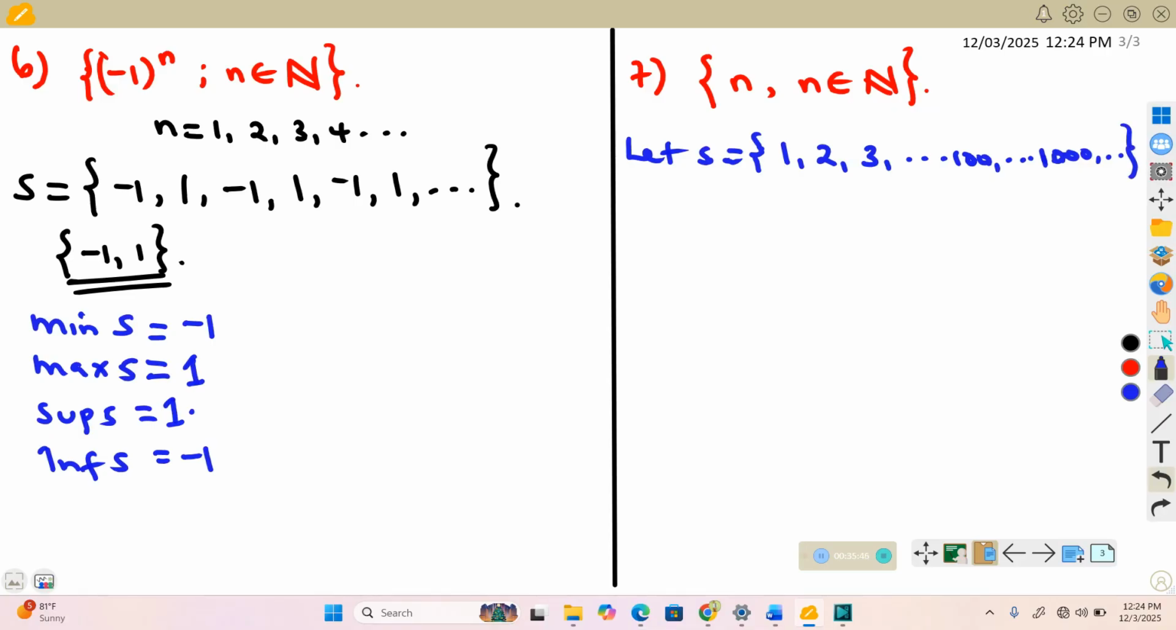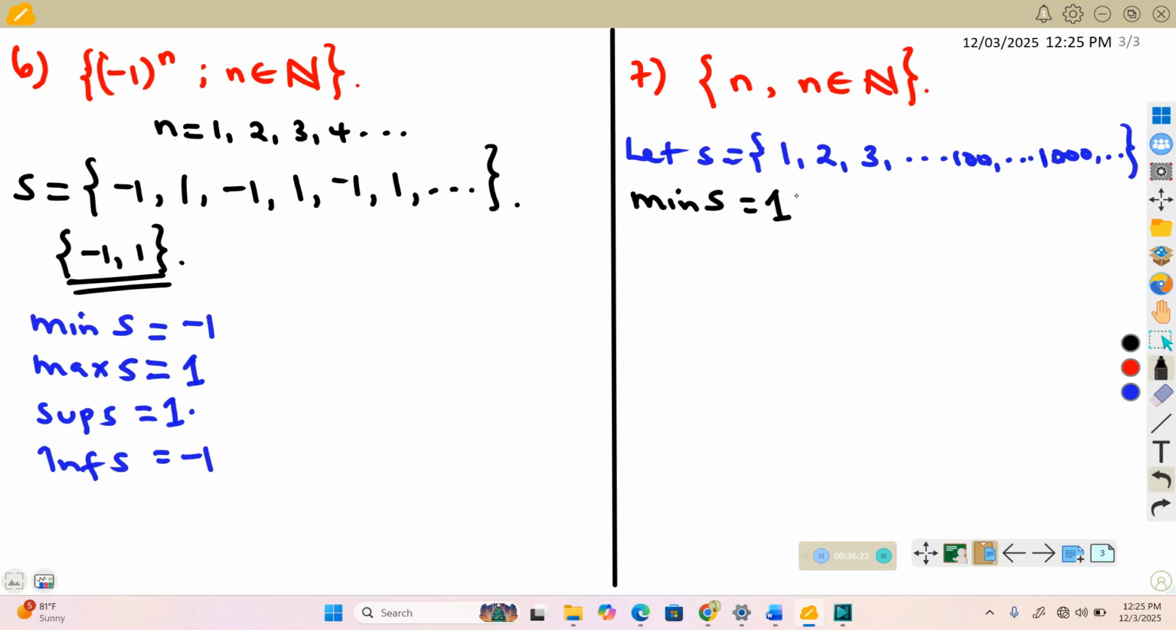So as n keeps on becoming bigger, the elements of this set will also be becoming bigger. So there is no end point for that case. When you look at this, this is simply the set of natural numbers, and they continue up to infinity. So we need to look at what will be the minimum of this given set. What will be the smallest value in this set? The smallest value, as we can see, is 1. So 1 will be the smallest value.